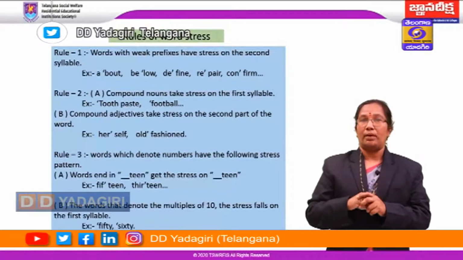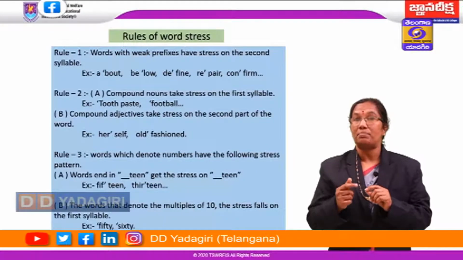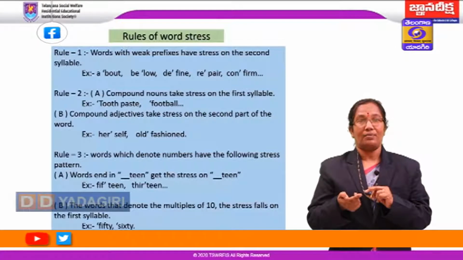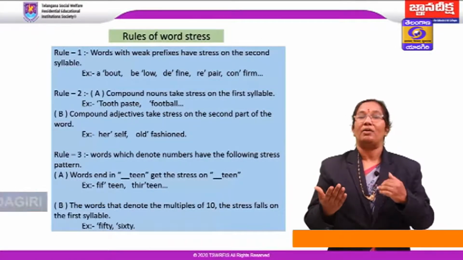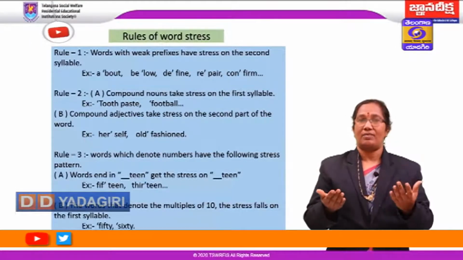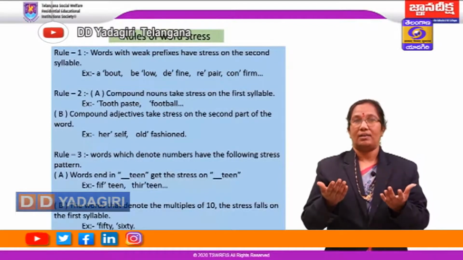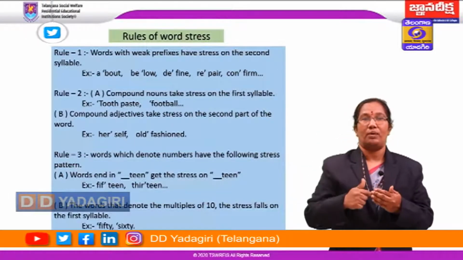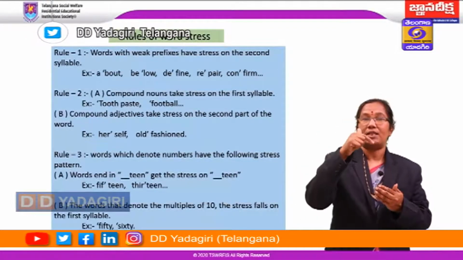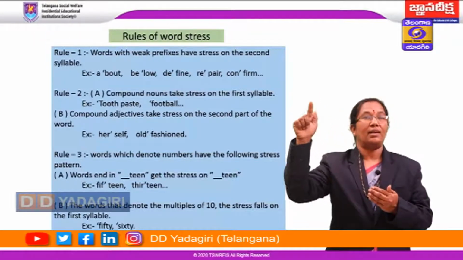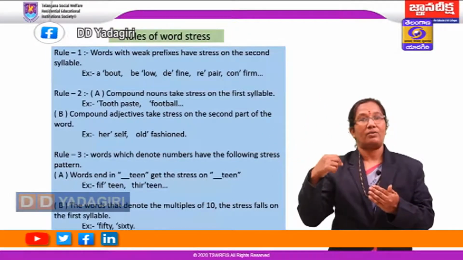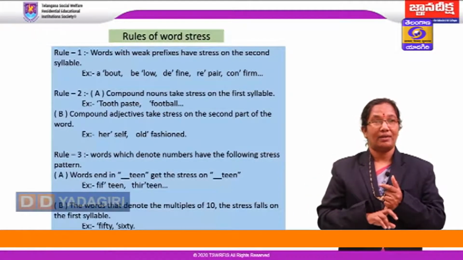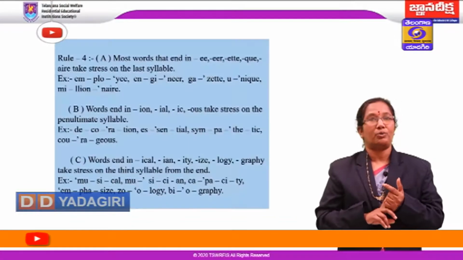There is another rule with numbers. The words that denote multiples of 10: 10, 20, 30, 40, 50, 60, 70, 80, 90. The words for multiples of 10 take stress on the first syllable, like 50, 60. You can write down many numbers and try to practice. Are you comfortable with Rule 1, Rule 2 and Rule 3? Yes. Let's move on to Rule 4.